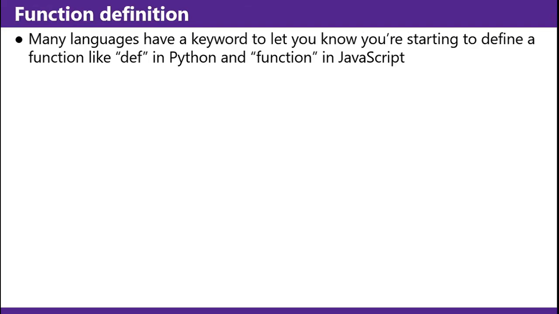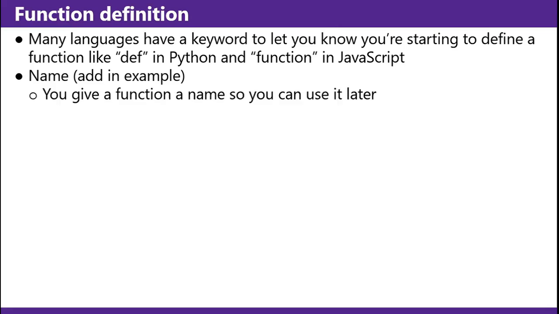Many languages have a keyword to let you know you're starting to define a function, like def in Python and function in JavaScript. The name of the function, it was add in the example on the previous slide. You give the function a name so you can use it later. Inputs, num1 and num2 in the example.